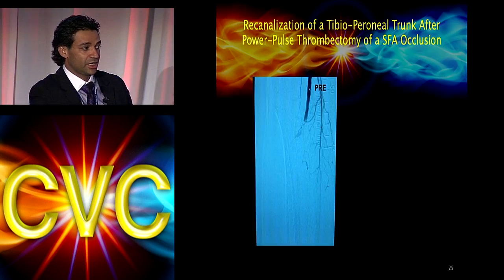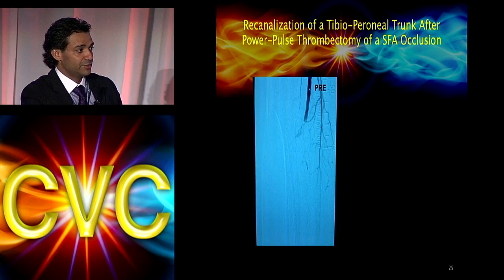This was another SFA occlusion, and it was actually another power pulse technique thrombectomy patient, and this was a combination of debris as well as some thrombus, and we had distal embolization despite using a filter. So both of these cases actually had filters. So just because you have a filter doesn't mean you're completely protected, because sometimes this debris can go past the filter. But I saw no reflow. I pulled the filter out, and this is what I saw.